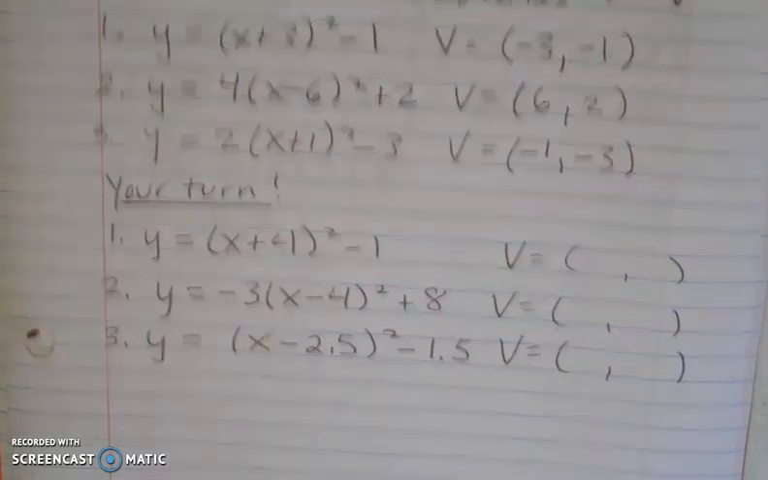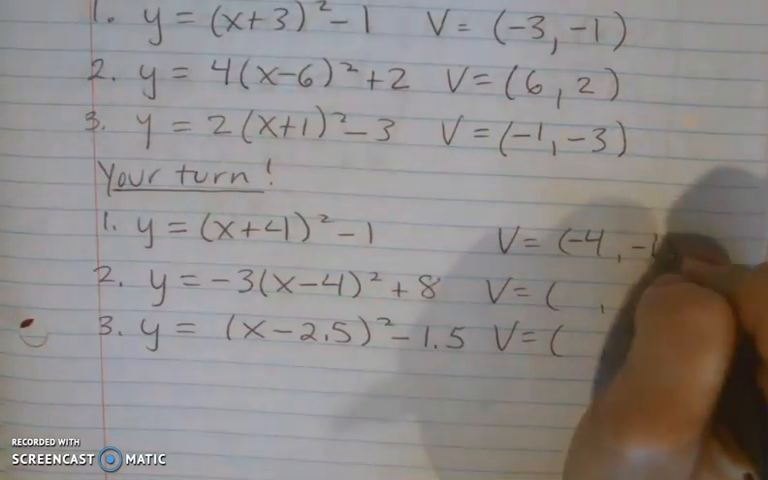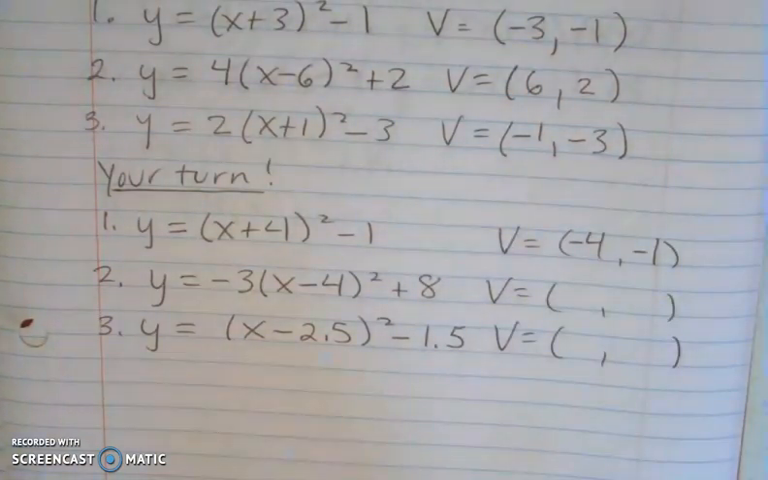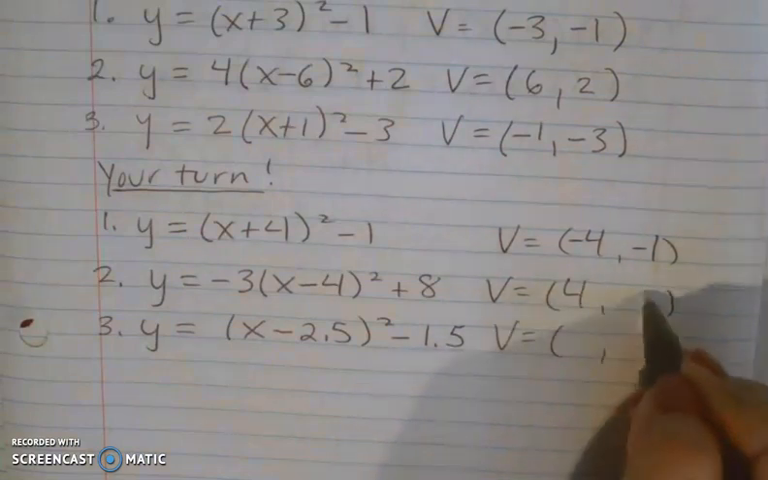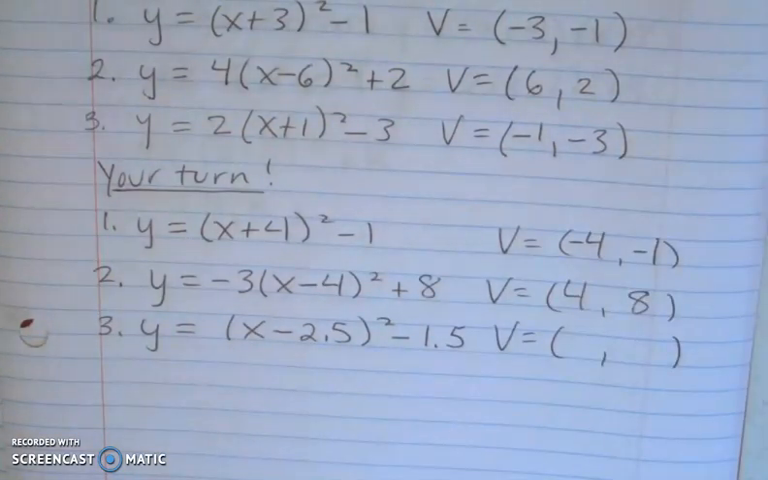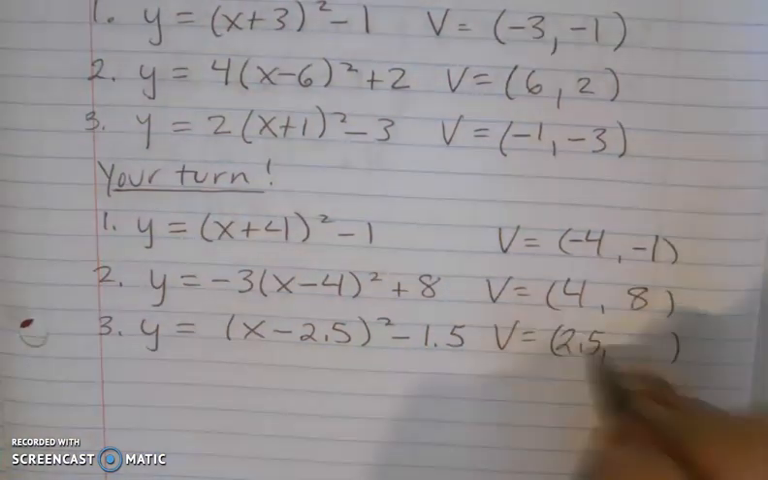Okay, for number 1, our vertex is going to be -4, -1. For number 2, the vertex is +4, +8. And for number 3, our vertex is 2.5 and -1.5.